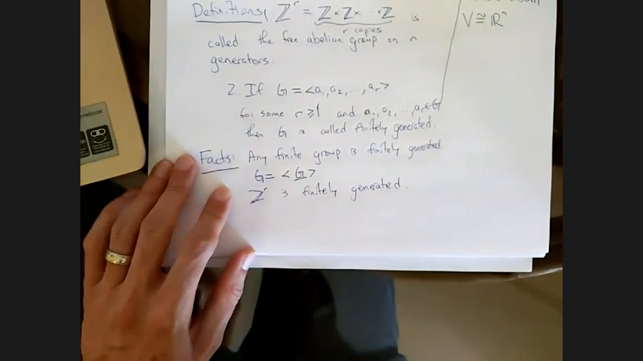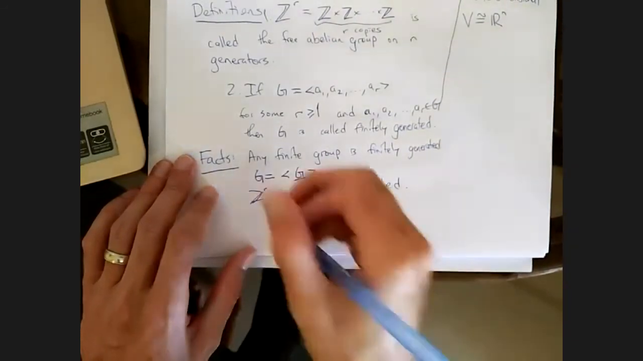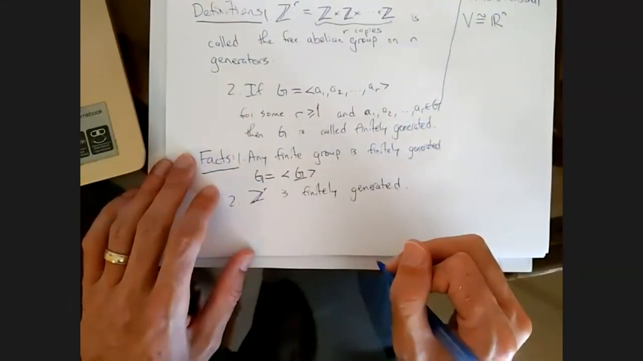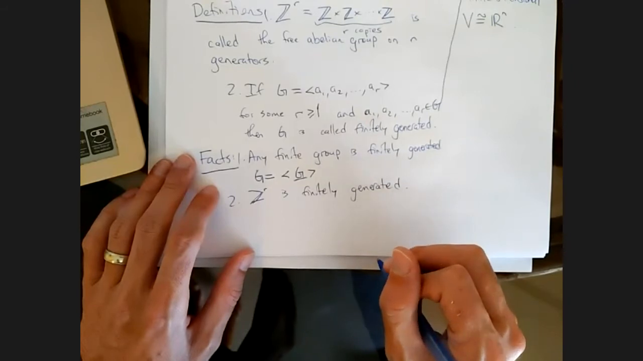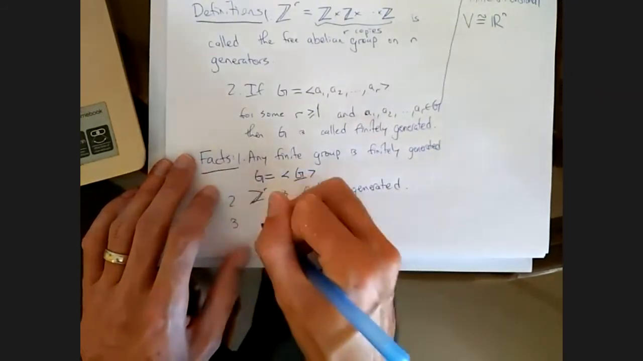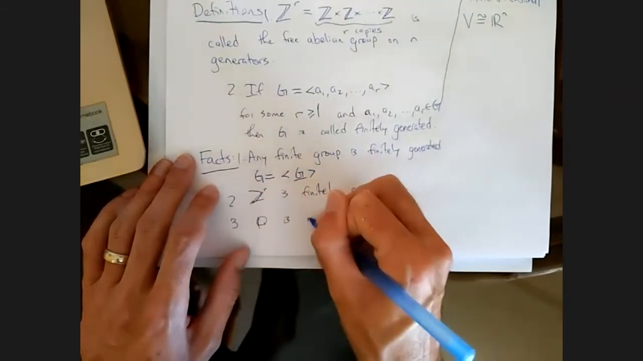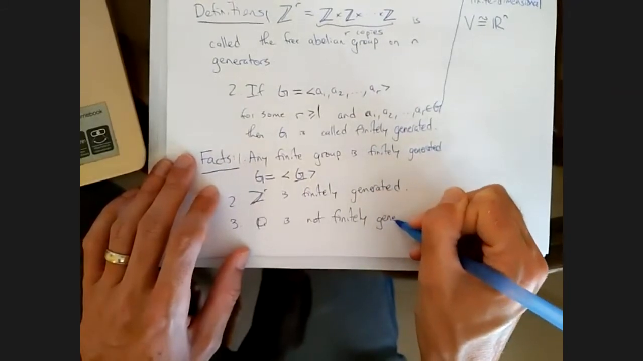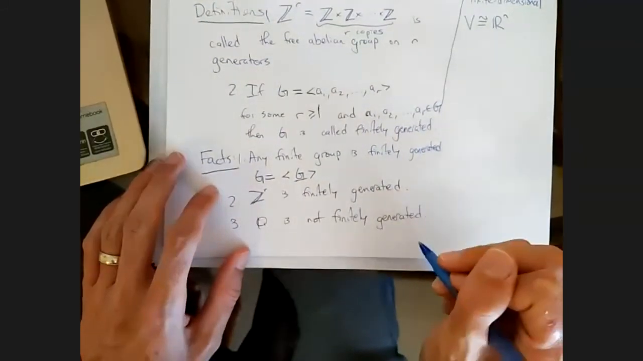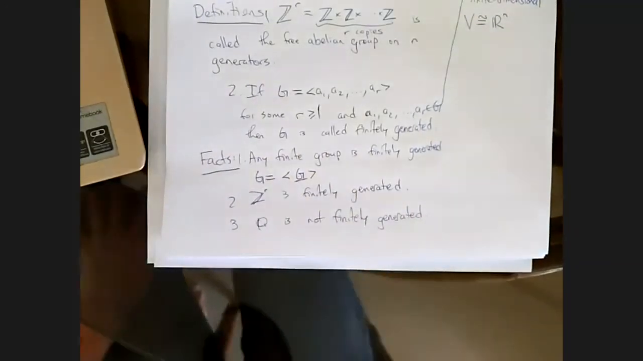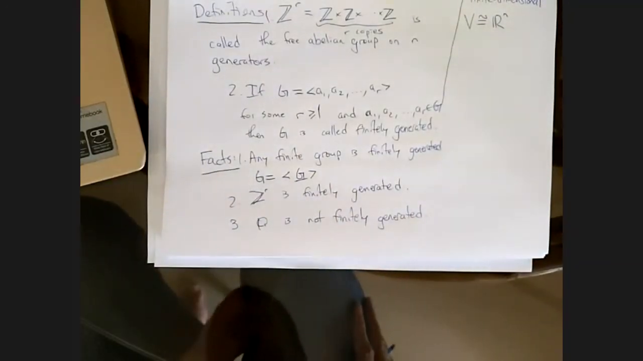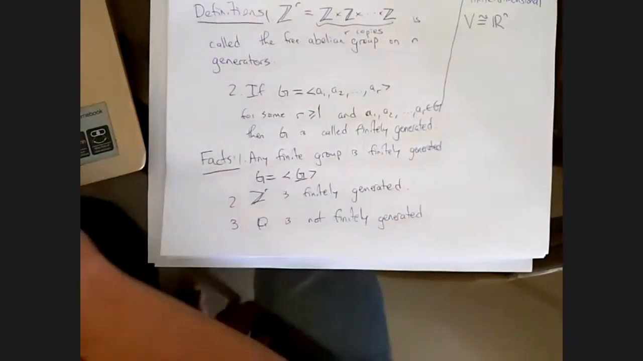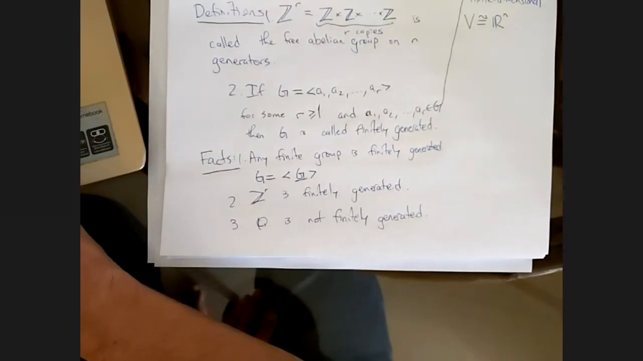Z^r is finitely generated. To think of a non-finitely generated group, the simplest example I know would be the rational numbers. Q is not finitely generated. Good. Just to give you an idea of some different things that are finitely generated.